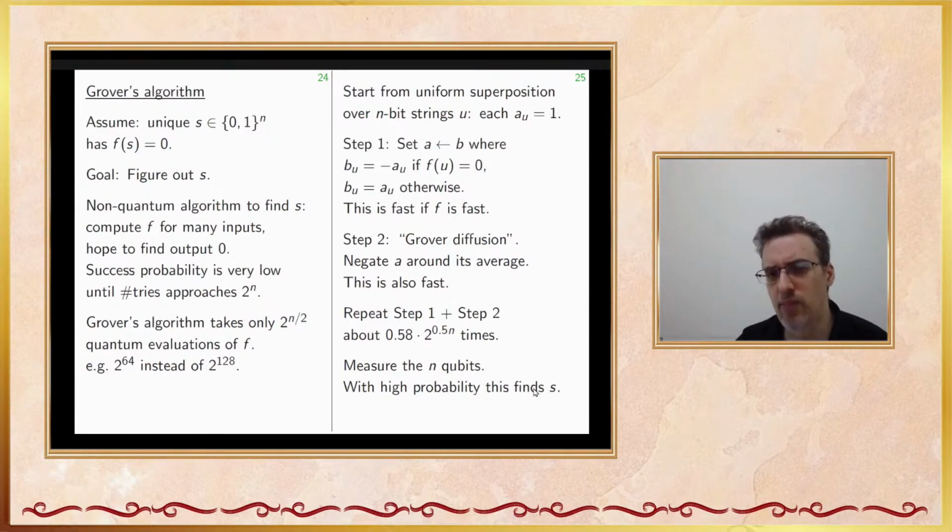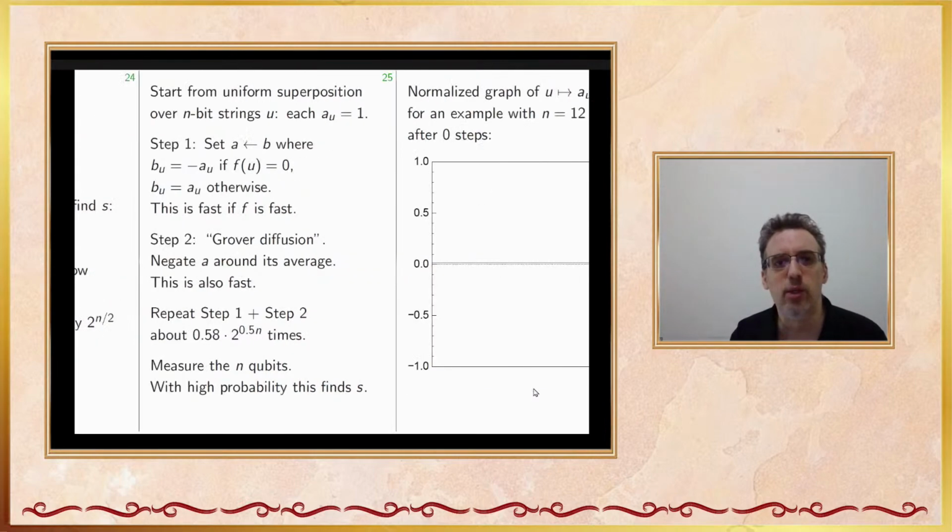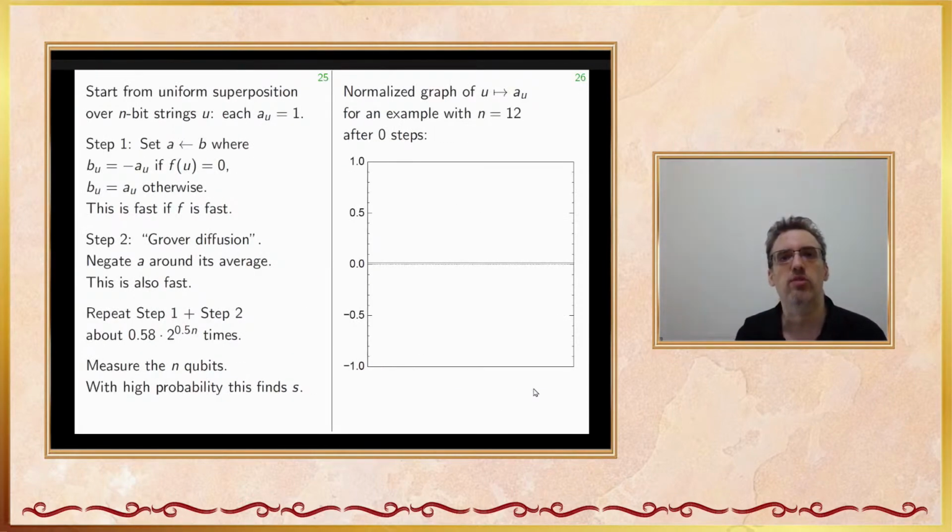Now, it's not obvious why this works. This is something where you have to, well, prove it or try some examples. Let me show you a numerical example for a particular function f. We're going to graph the amplitudes. We're going to graph the a sub u as a function of u. u is going to go 0 through 2 to the n minus 1, and then a sub u is going to be vertical. And then we'll see what happens with these steps of Grover's algorithm. And then I'll say a little bit about how the proof works, that it works in general.